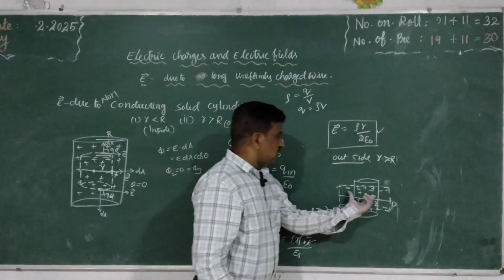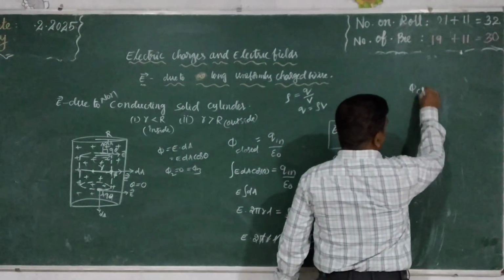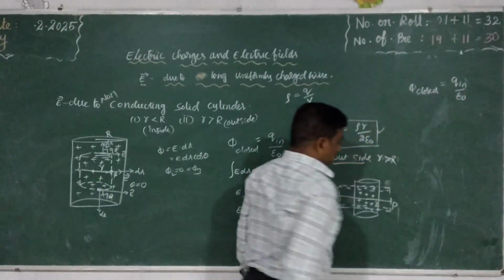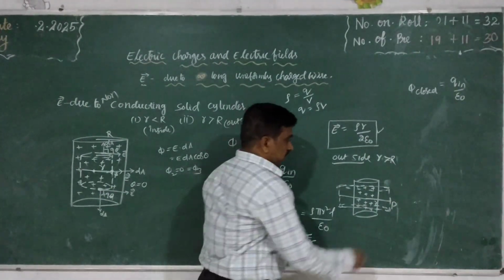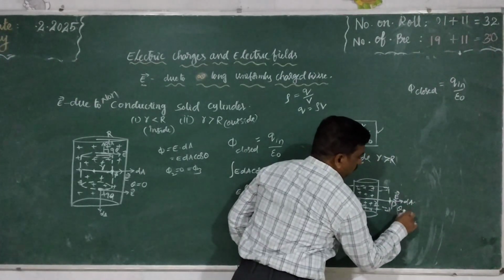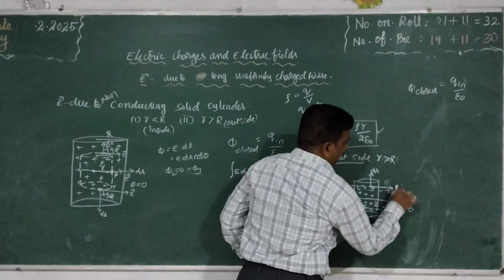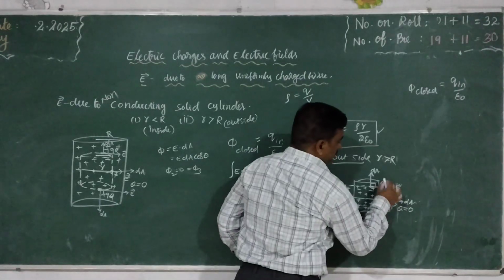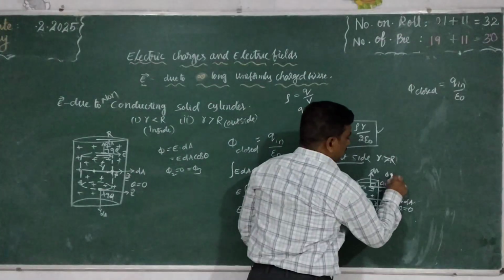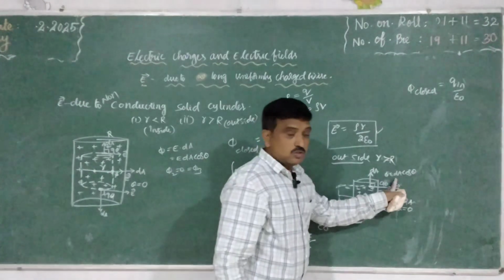What is the flux through this Gaussian surface? Flux through the closed surface, the Gaussian surface, equals Q inside by epsilon naught. Here the area vector is dA and the electric field is E, and the angle theta equals 0. For the other surface, the area vector is dA, the electric field is E, and the angle is 90. So the flux through this surface is 0. Why? Because flux is E dA cos theta, cos 90 is 0, that's why it is 0.